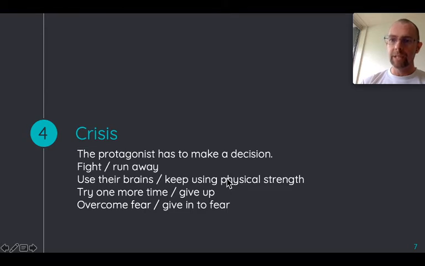They stay with their old strategy, or their character flaw dominates their decision. And we see this in a lot of Shakespearean and Greek tragedies. Macbeth, for example.